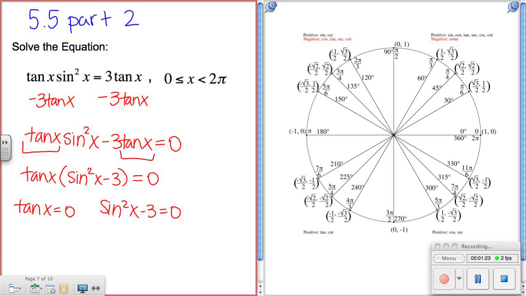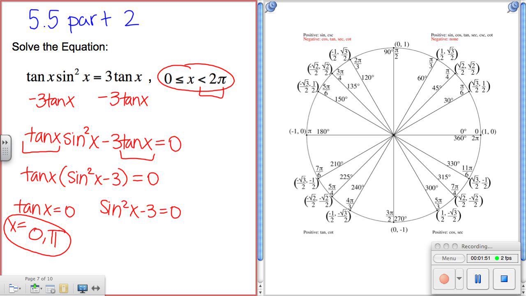We're going to solve these two equations separately. The first thing I need to do is look for where tan x equals 0. That's going to happen at 0 and pi. It also happens again at 2 pi, but if you look at where we want our solutions to be, we're not looking for our answers to be equal to 2 pi, we're looking for them to be less than 2 pi. So we'll say x equals 0 and pi here.